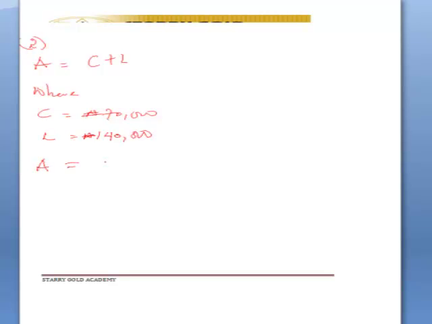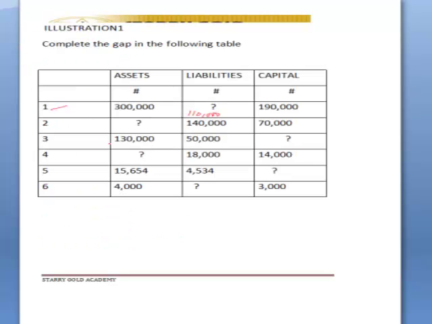So A equals 70,000 plus 140,000, and asset will be 70 plus 140. That is 210,000. So A is 210,000.